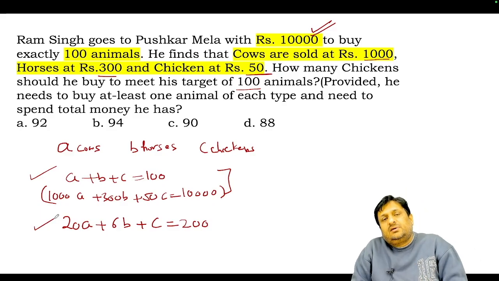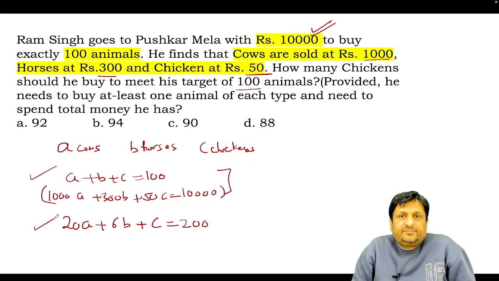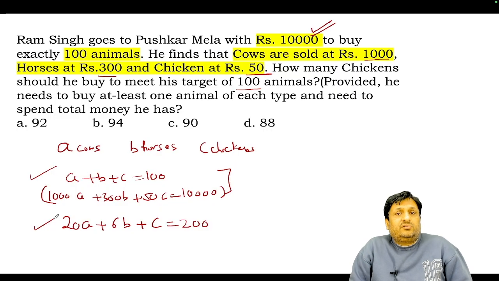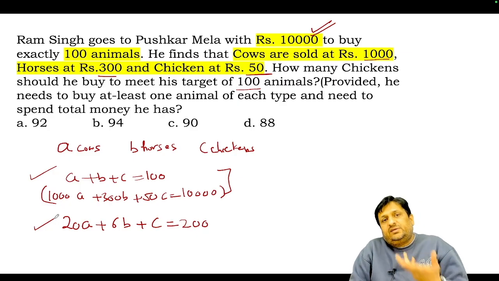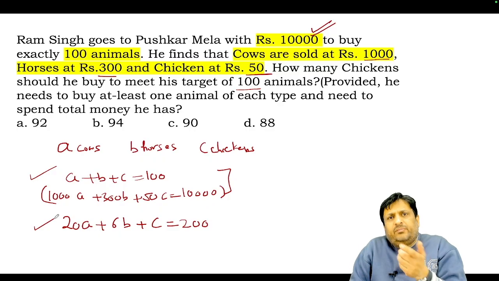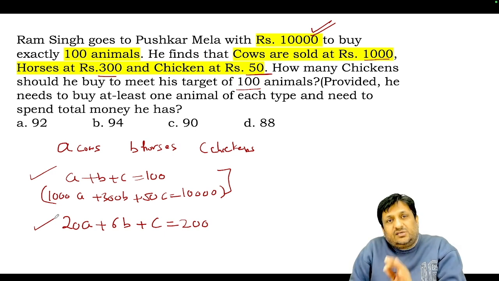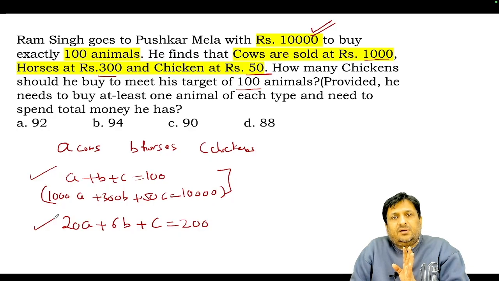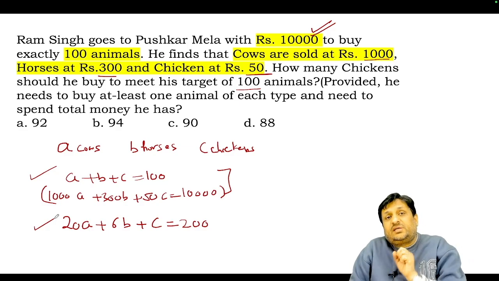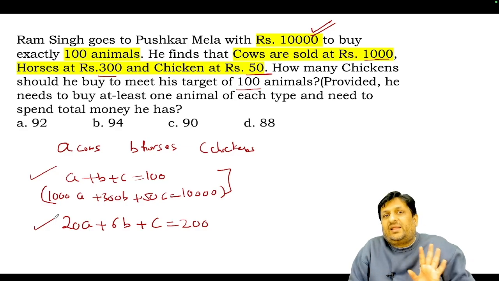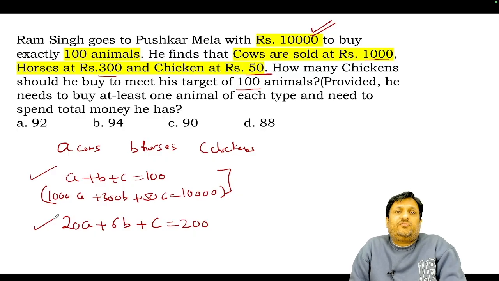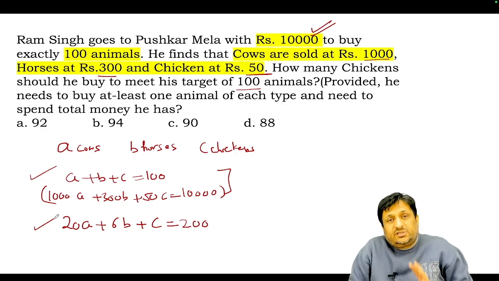If there are 3 variables, first try to get rid of any one variable. I will not eliminate C, because I need C to get my answer. I may eliminate A, maybe B, but I will not eliminate A either. Why? Because A is the number of cows and the price of a cow is very high, 1,000. So the person can buy a maximum of 10 cows only with rupees 10,000. And of course, he is not going to buy all 10 cows, because then he will be left with no money for buying horses and chickens.